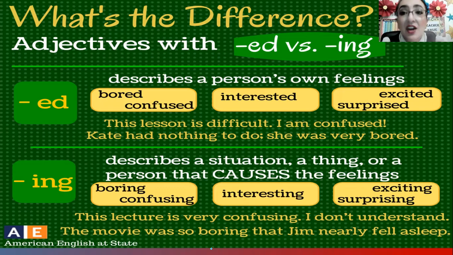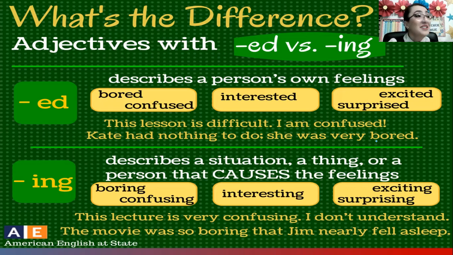For example, this lesson is difficult and I'm confused. Kate had nothing to do. She was very bored. This lesson is difficult. I'm confused. Esta lección o esta clase es difícil. Estoy confundido. Yo, ¿cómo me siento? Los adjetivos que terminan en ed nos están hablando de los sentimientos propios de la persona. ¿Cómo se siente? ¿Cómo percibe? ¿Cómo está? ¿No? Kate had nothing to do. She was very bored. Kate no tenía nada que hacer, estaba muy aburrida. She was bored, estaba aburrida. Ella, ¿cómo se sentía? ¿Cómo estaba?